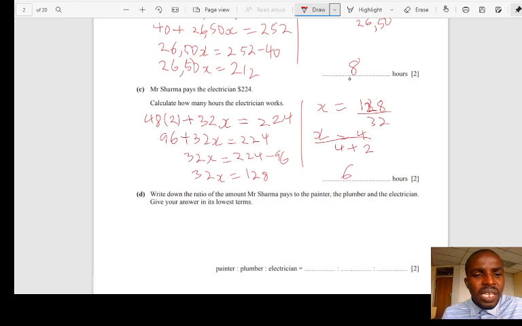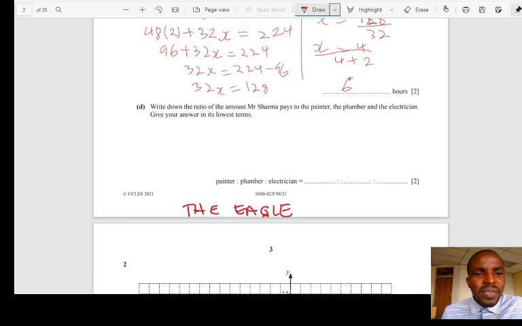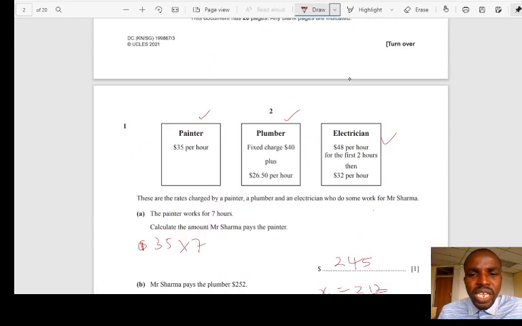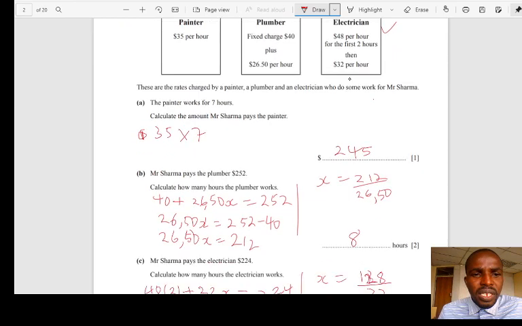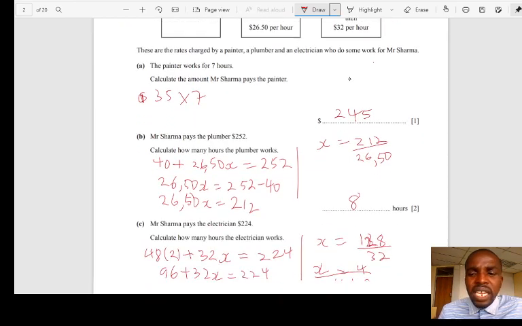Done. Then part D, write down the ratio of the amount Mr. Sharma pays to the painter, the plumber, and the electrician. Right, so let's check. How much was paid to the painter is 245.